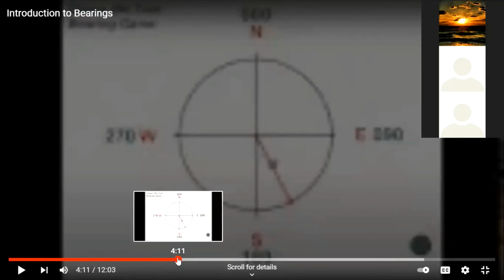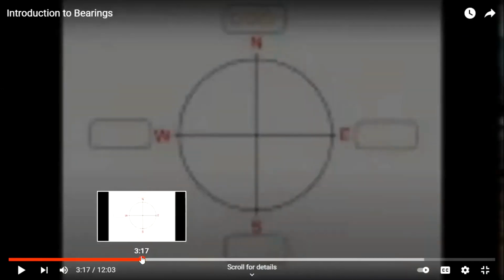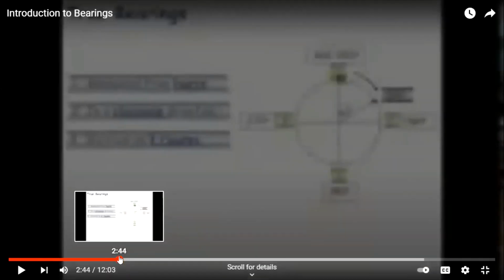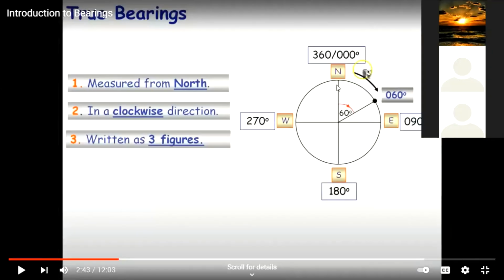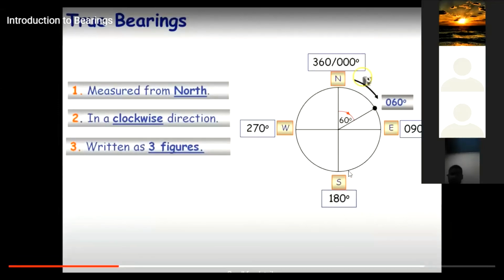Quick review. We are looking at bearings, and with bearings, you always start from where do you guys start from? Do you start from the south, everybody? When we read bearings, do we start from the south, from the west, from the east, from the north? Where do we start? North. We start from the north and we go in a clockwise direction.